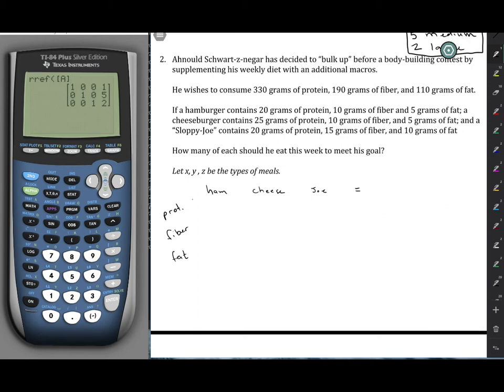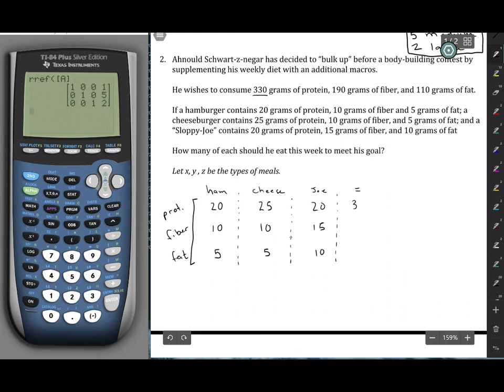So we're setting up our equations or our system. A hamburger: 20 grams of protein, 10 grams of fiber, and 5 grams of fat. So there's our first column. Cheeseburger, 25, 10, and 5. And sloppy Joe, 20, 15, and 10. And then what are his goals? His goals were 330 grams of protein, 190 grams of fiber, and 110 grams of fat.